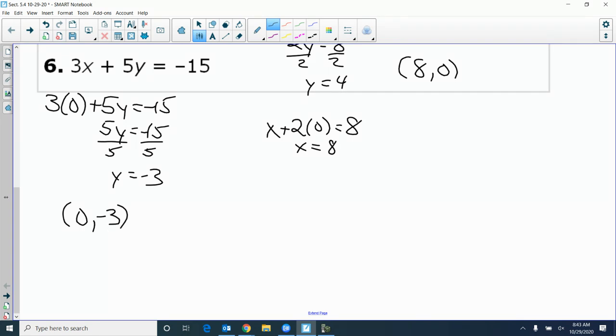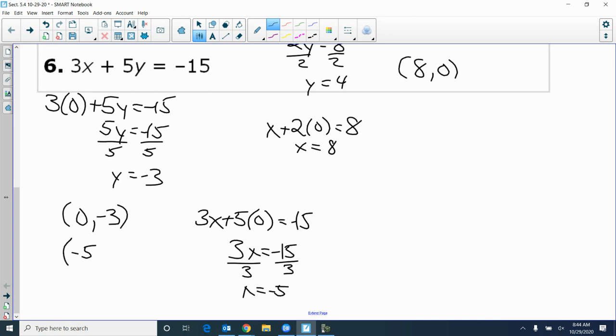And then my X-intercept, what would I write, Jaylee? Right, 3x plus 5 times 0 is -15. All right, so the 0 wipes that out. 3x equals -15. And what do I get? -5. So what is my X-intercept? -5, 0. All right, very good. Any questions about that one? Anytime you gotta find X and Y intercepts, you gotta do the thing twice. Once for the Y, once for the X.